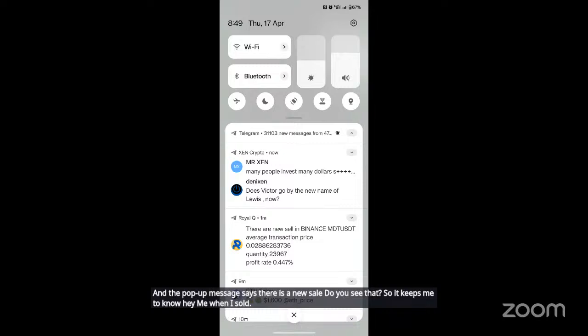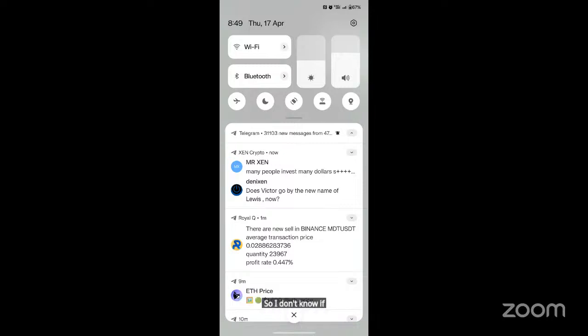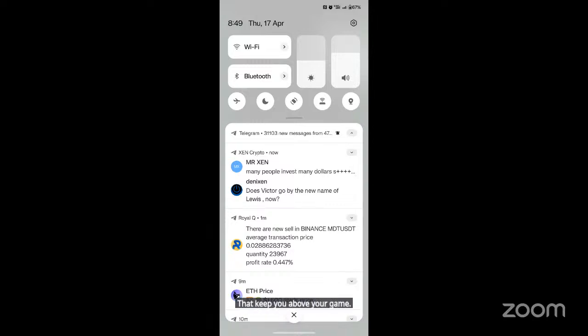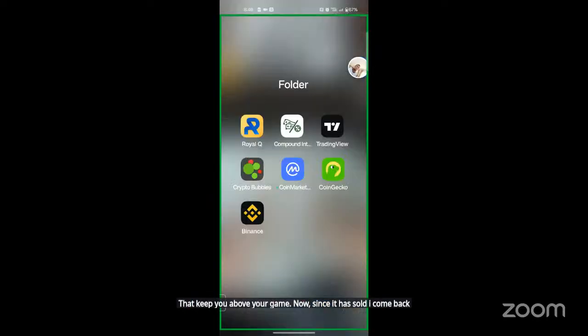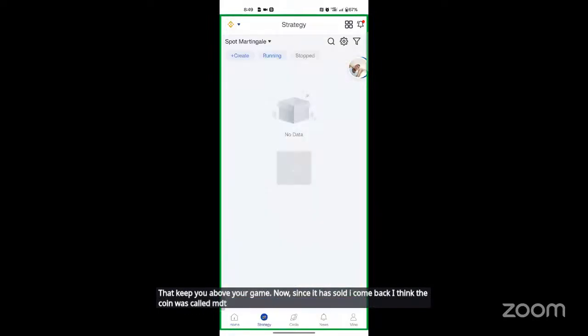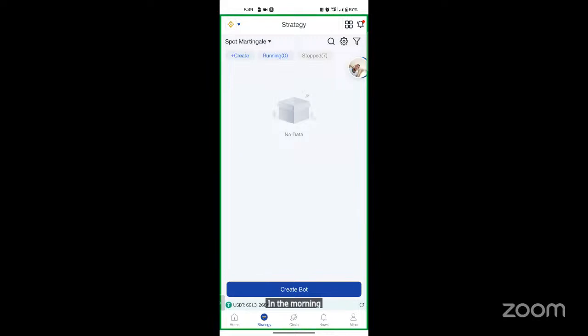So I don't know if you are able to follow. These are simple things that you do that keep you above your game. Okay? Now, since it has sold, I come back. I think the coin was called MDT. I no longer have any running trade. In the morning, I increased my capital.